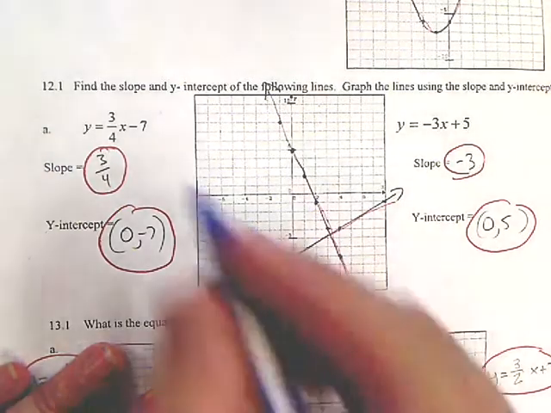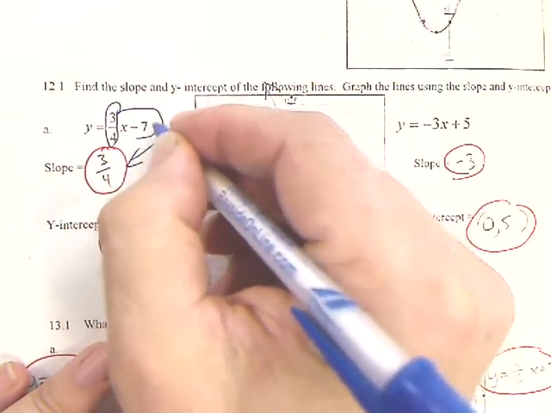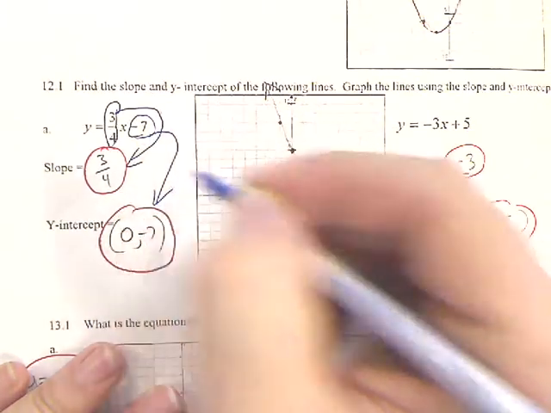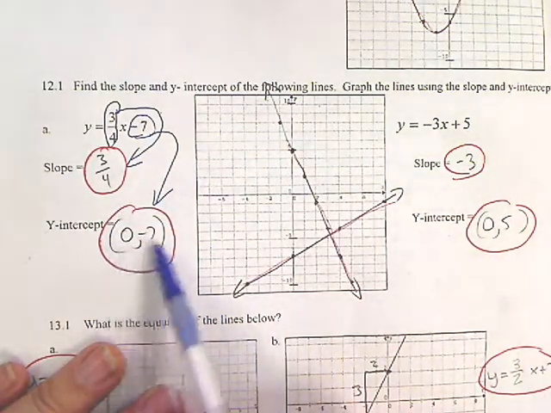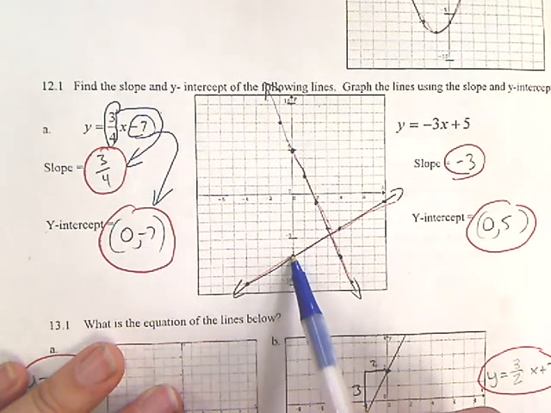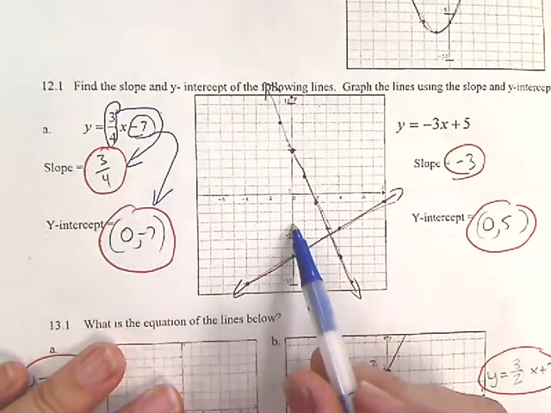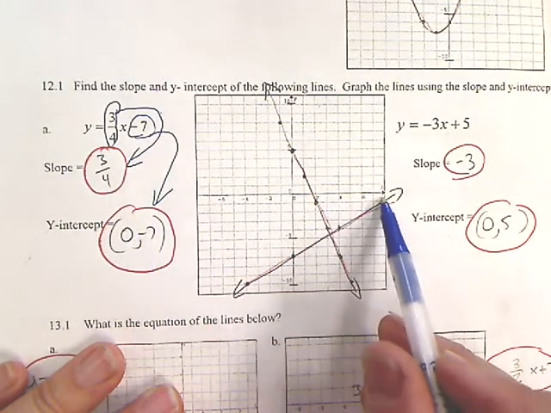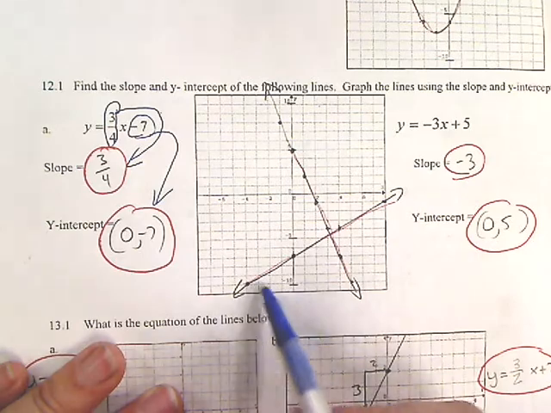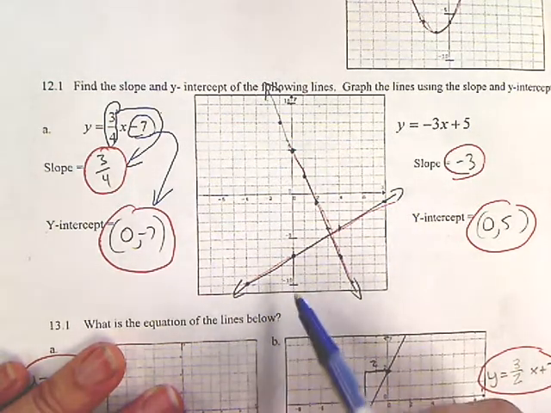Slope and y-intercept. Here's my slope. Y-intercept. Don't forget to write it as a point. Negative 7 is a dot. 0, negative 7. Slope is 3/4, so I go up 3 over 4. Or go negative, negative, and I still get a positive slope because a negative divided by a negative is still a positive.